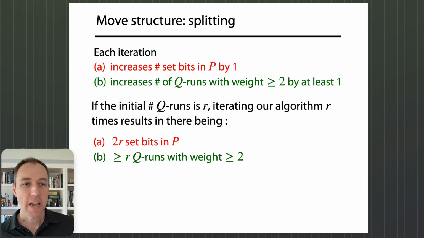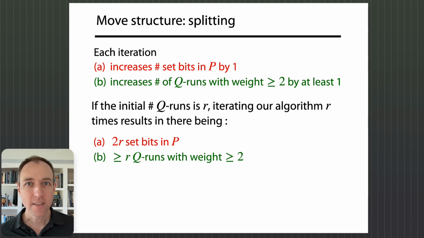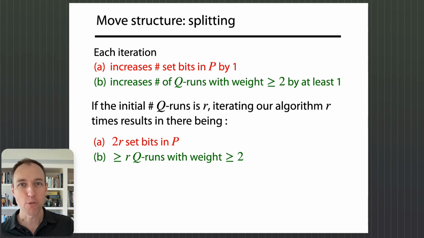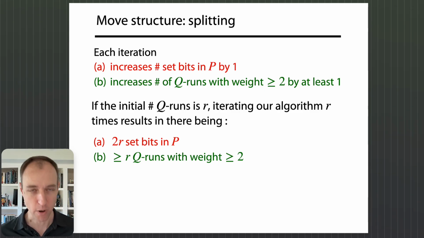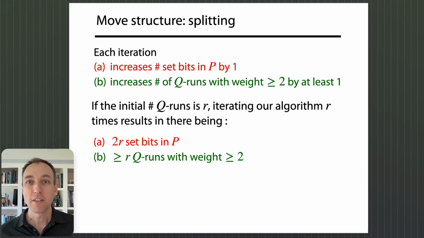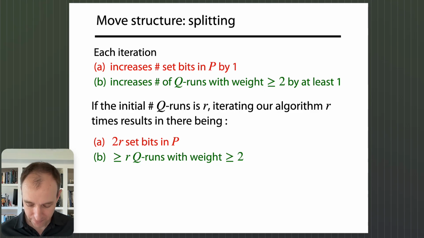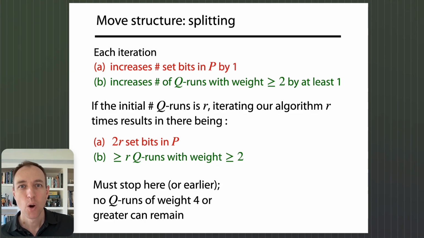And there must be at least R Q runs with weight at least 2. Okay? Right, because at each step we increase the number of Q runs with weight at least 2 by at least 1. Right, so after R steps, there must be at least R Q runs with weight at least 2. But that is a situation where we must now stop, right? For sure, we can now stop, because if it's true that there are 2R set bits in P, and there are, let's say, exactly R Q runs with weight at least 2, that means we're done because all the set bits are in Q runs with weight at exactly 2. Right, in that situation. All right, so we have to stop here or earlier, right?